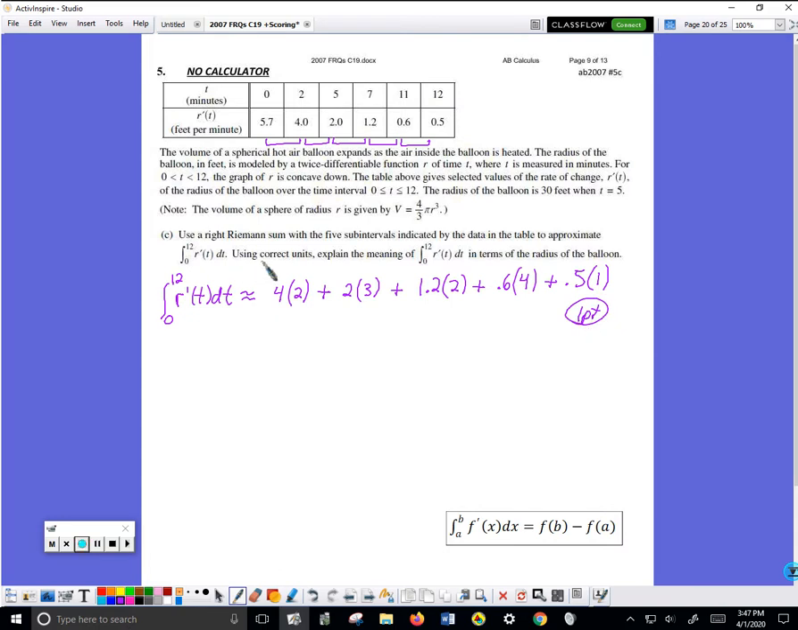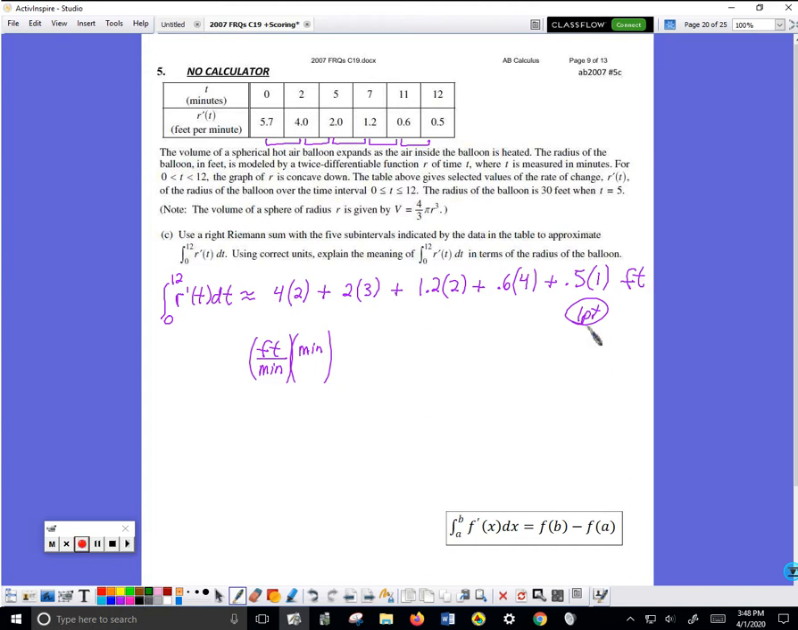Now it says, using correct units, explain the meaning. Oh, I should put units here. I'm integrating R prime, so notice what's happening. R prime has units of feet per minute. So this is 4 feet per minute multiplied by 2, which is a difference in time, or a number of minutes. So the resulting units are feet. So I need to put the word feet up here to make sure I don't lose a point for not having units. If you don't have the word feet there, you will lose this point.